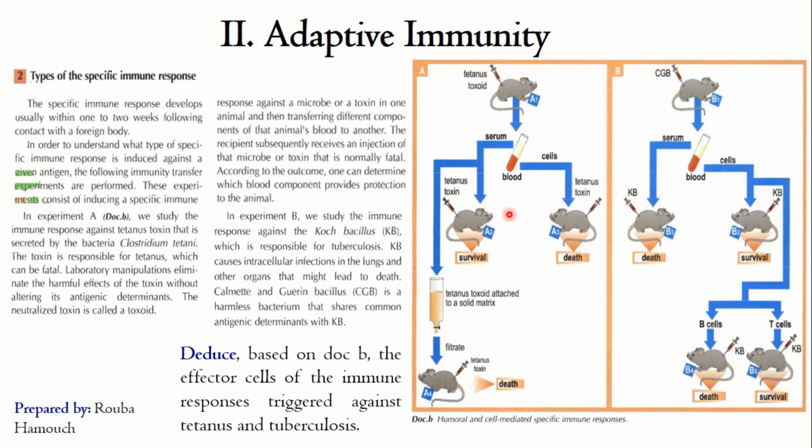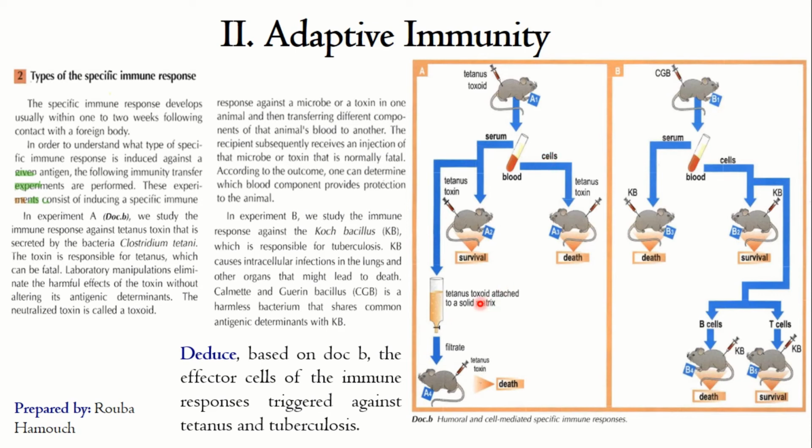However, the filtration of the serum of mouse A1, then the injection of the filtrate to a fourth mouse A4 having received tetanus toxin, leads to the death of the mouse A4. This shows that the effectors of the immune response against tetanus toxoid, and thus against tetanus toxin, are found in the serum and not in the blood cells.